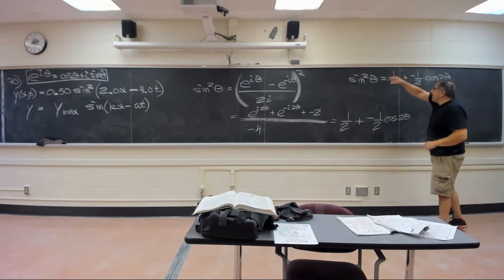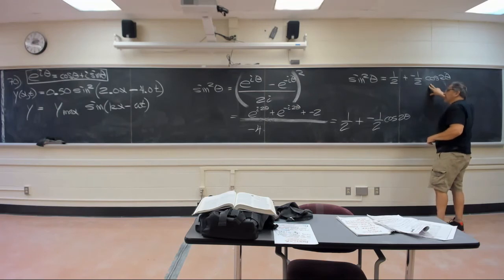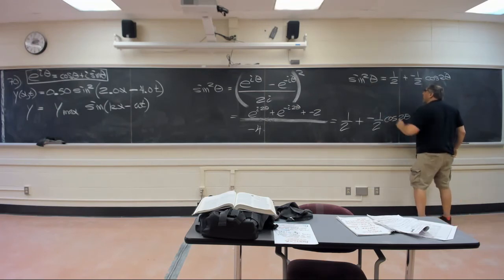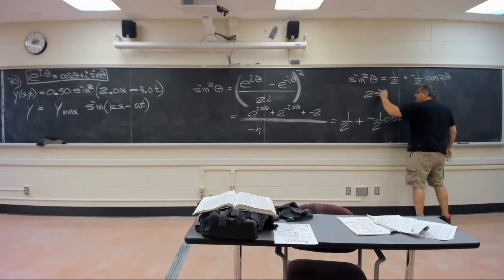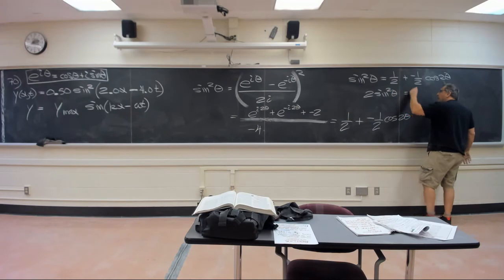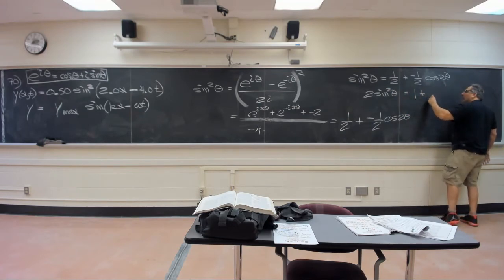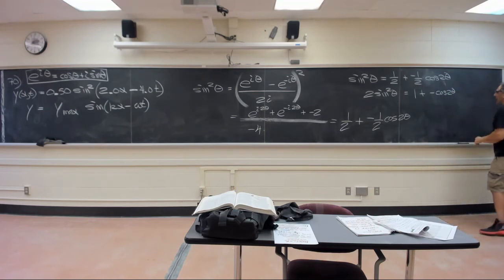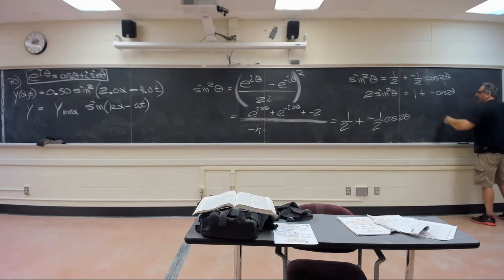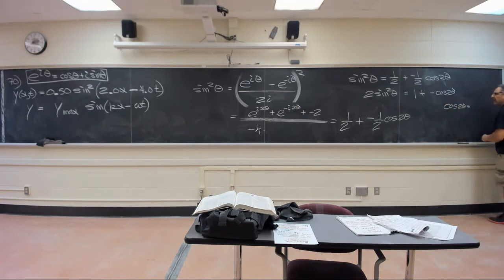Get all this over there, add a positive 1/2 cosine 2 theta on each side, subtract sine squared theta on each side. I'll tell you what, I want you to multiply by 2 on each side before you do anything. Get that guy over there, get the other guy over here. Let's see what we got. We got cosine 2 theta is 1 minus 2 sine squared theta.